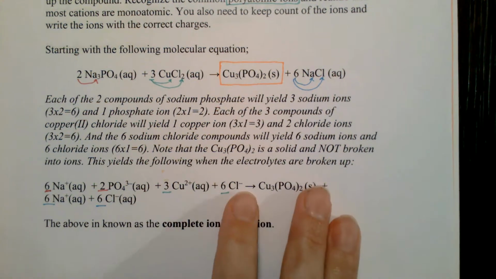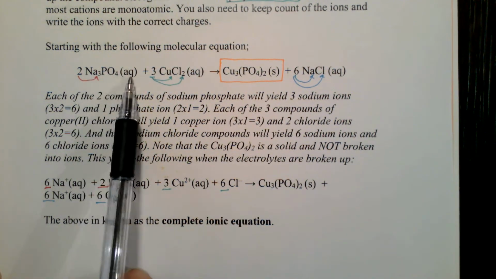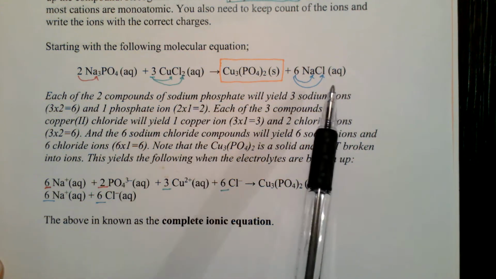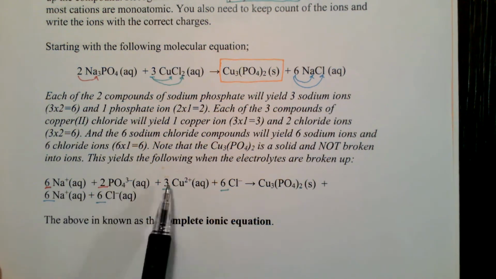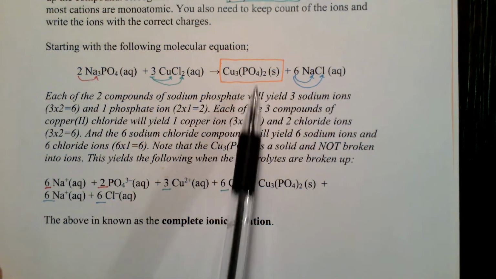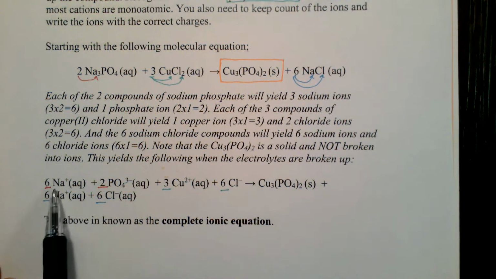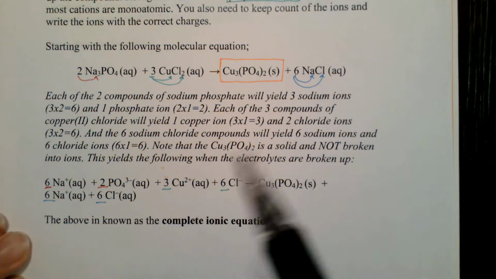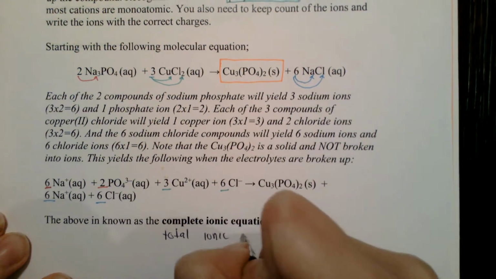So what we have here, where we've taken everything that is ionic. This was a strong electrolyte that was ionic: soluble ionic compound, soluble ionic compound, soluble ionic compound. We took all of these that are aqueous and showed all of the ions. We kept this as a solid because it's a solid, it's not ions floating in solution. So when we did all of this and showed the actual ions floating in solution, we did what's called the complete, or some call it the total ionic equation.